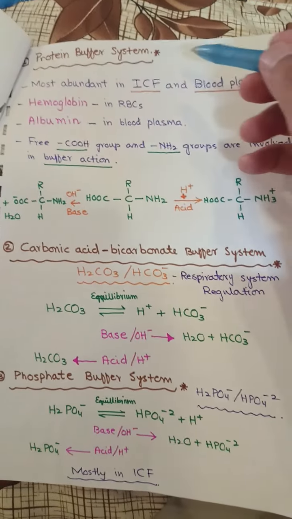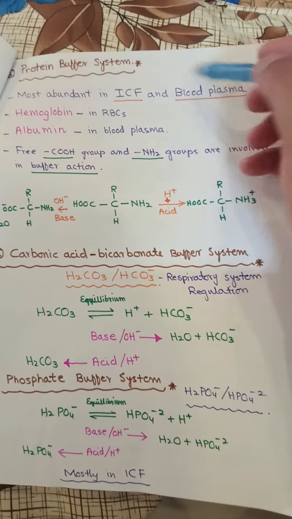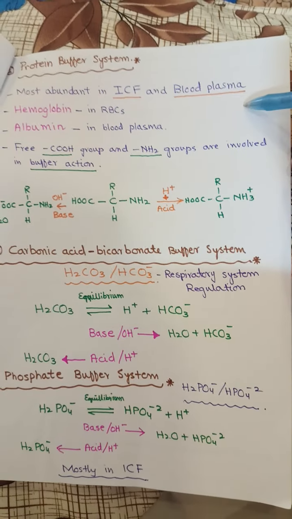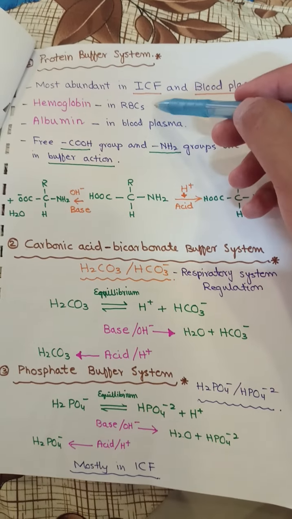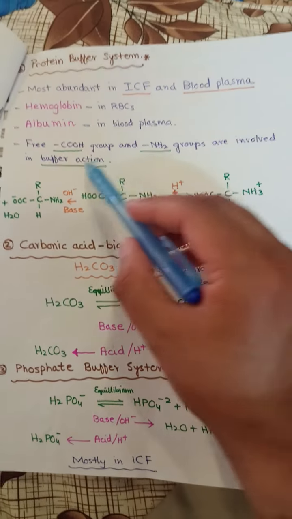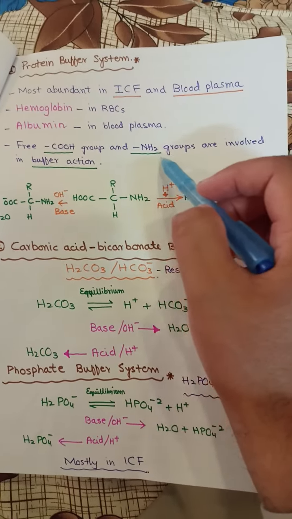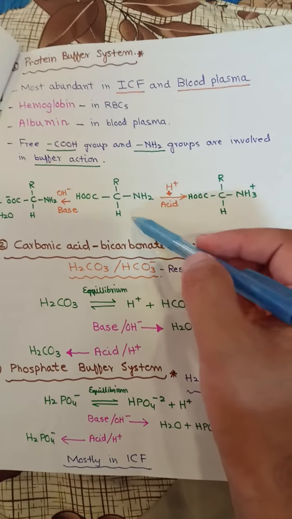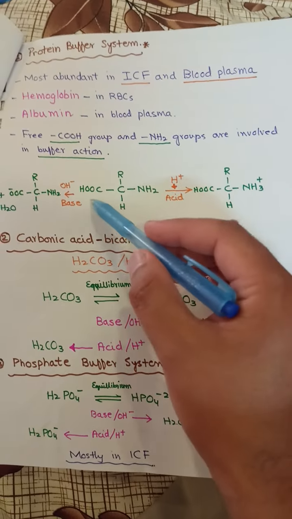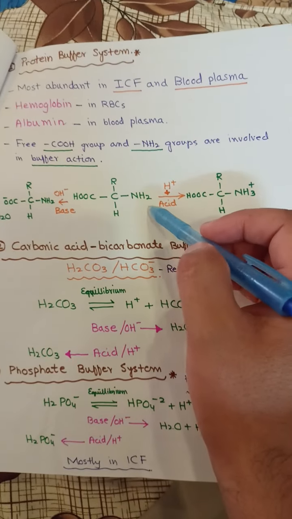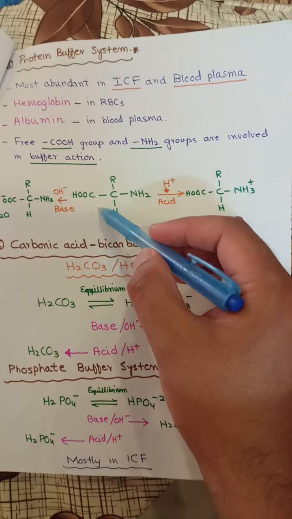The first one is the protein buffer system. It is the most abundant in intracellular fluids and blood plasma, like hemoglobin in RBCs and albumin in blood plasma. Free carboxylic groups and amino groups are involved in buffer action. Here we have shown an amino acid with amino and carboxylic groups. Due to these amino and carboxylic groups, they act as buffers.